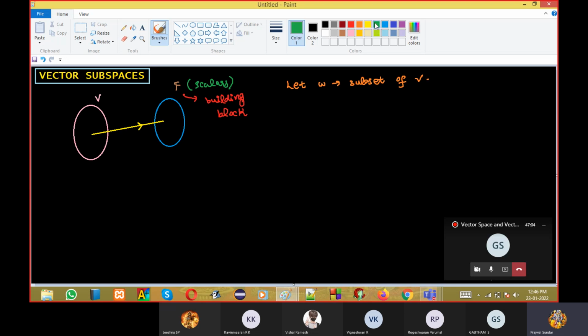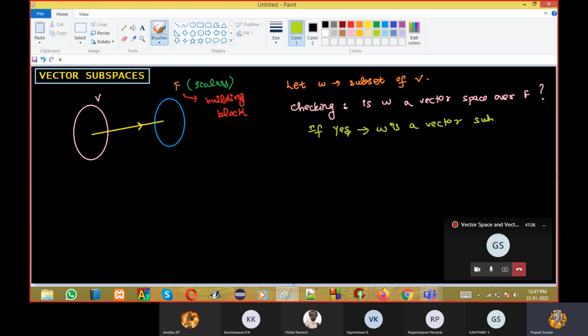Now I am checking: is W a vector space over F? If the answer to the question is yes, then I can say W is a vector subspace of V over field F. Do you understand this definition?